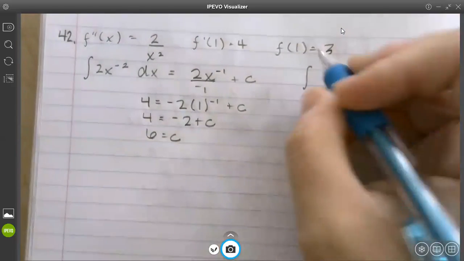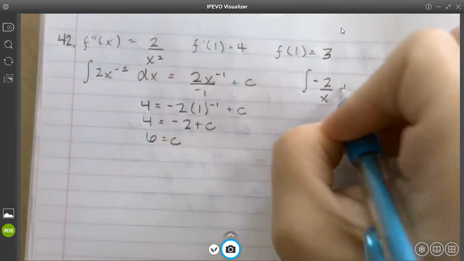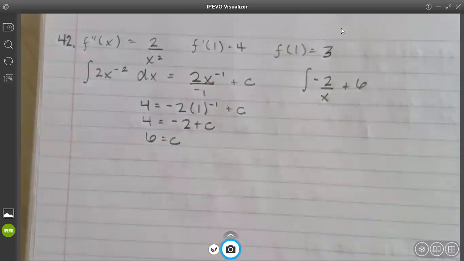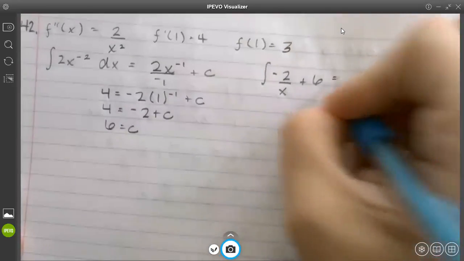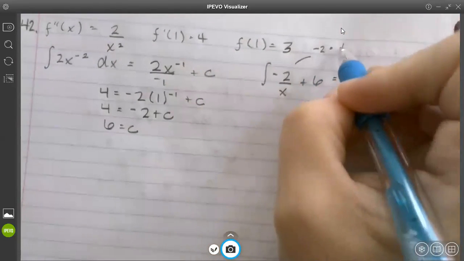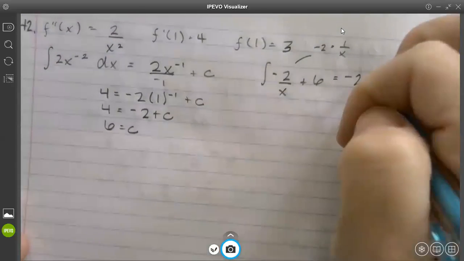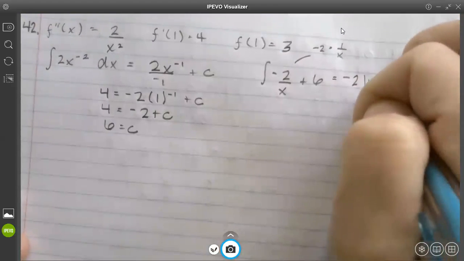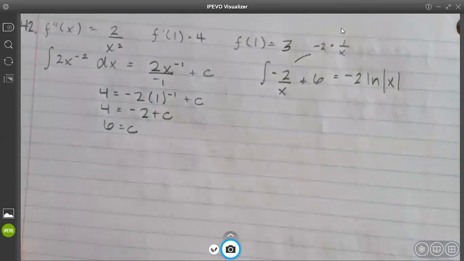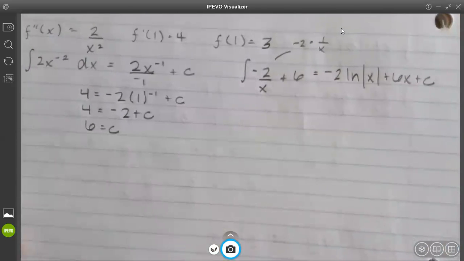So then we're going to integrate, fix this, -2 over x plus 6. When we integrate that, we're going to leave the -2. And how do I integrate 1 over x? ln absolute value of x. And then how do I integrate 6? And I always have to put plus C.